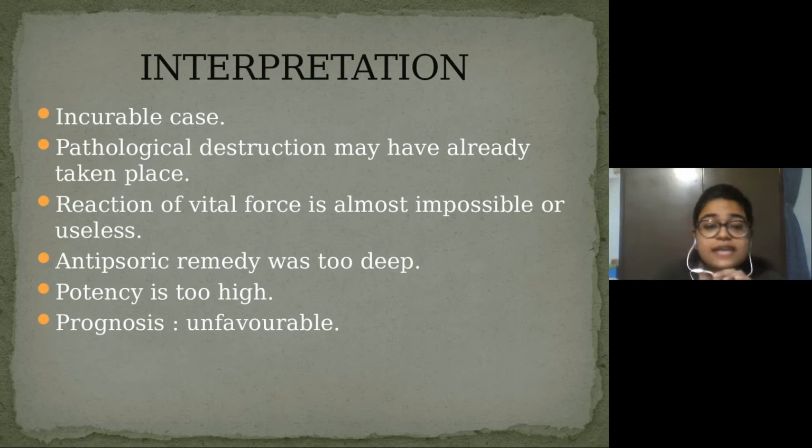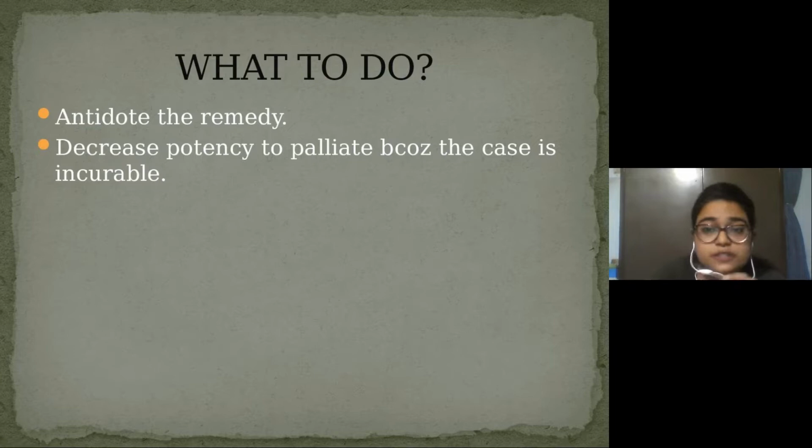So now what should we do if the first observation comes in our case? First, antidote the remedy, because pathological changes, pathological destruction has already happened. So we first antidote the remedy, then choose a remedy which is perfect for that case, and decrease the potency just to palliate, because the case is incurable. The patient can never be cured. We have just to palliate the case and give him temporary relief.